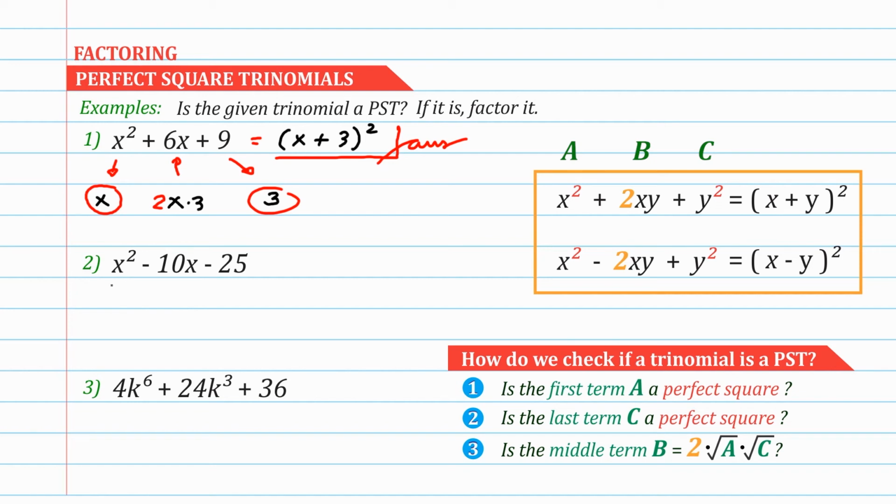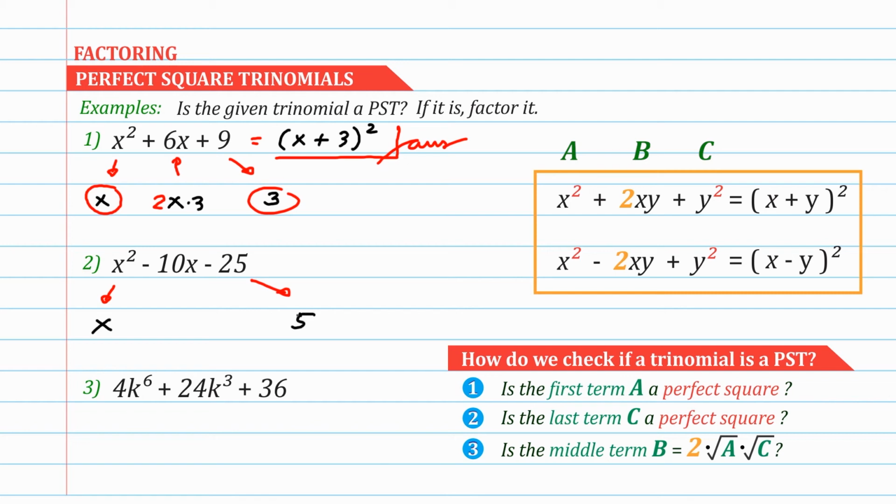Square root of x squared. Let's solve for that. Anong square root ng x squared? It's x. Again, it's question number 1. Yes, it's true. First term A is a perfect square. Question number 2. Is this a perfect square? The square root of 25 is 5.